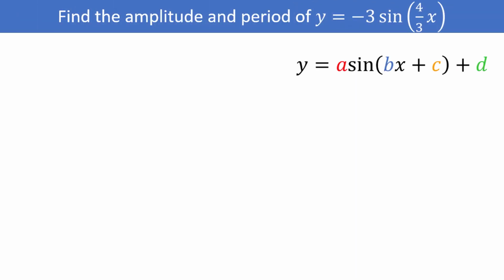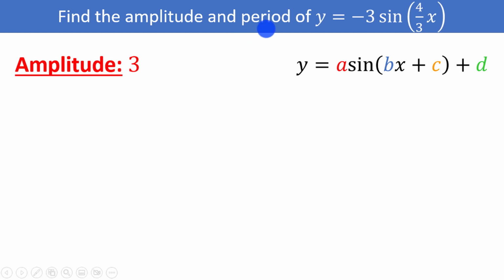Let's try this problem. We are asked to find the amplitude and period of y equals -3 times the sine of 4/3 x. Remember that the amplitude is the amount that the function oscillates either above or below its midline, which is typically the x-axis, unless you have a value for d. The amplitude can always be found by taking the absolute value of the coefficient of a multiplying the function. So that means in this case, the amplitude will be +3. This function will oscillate 3 units above and below its midline.